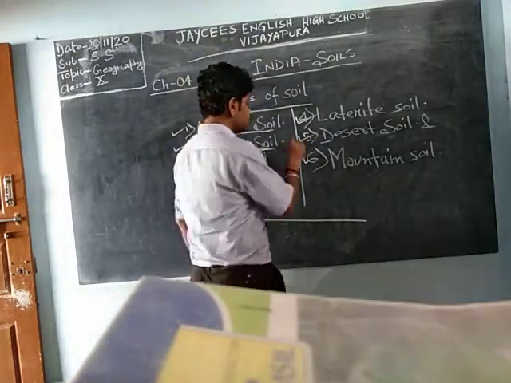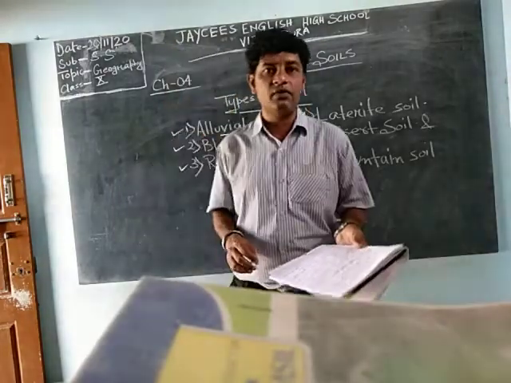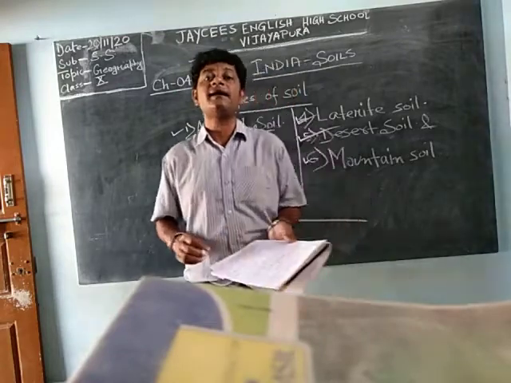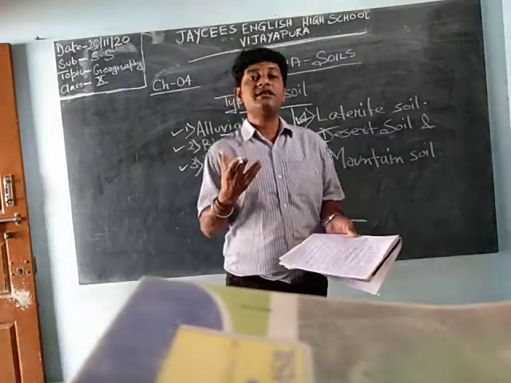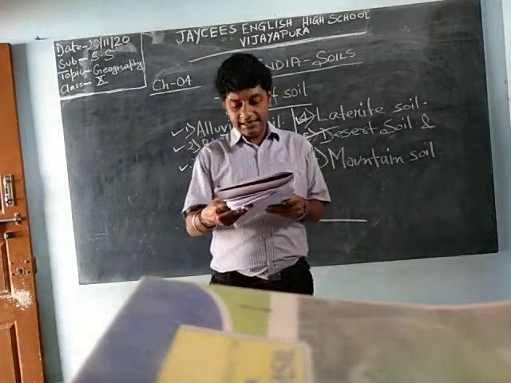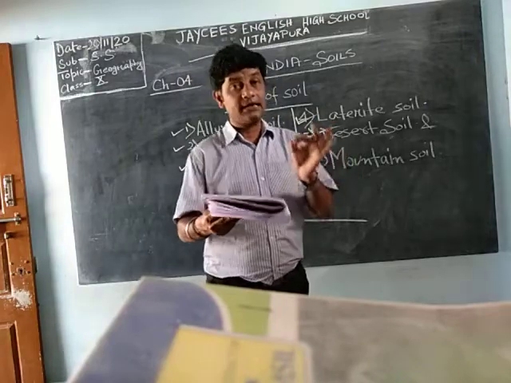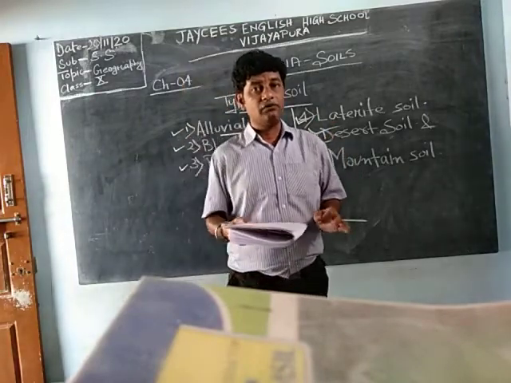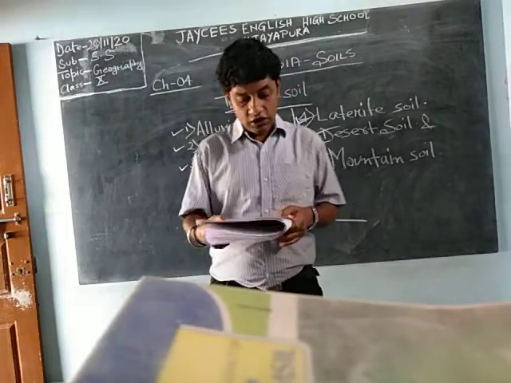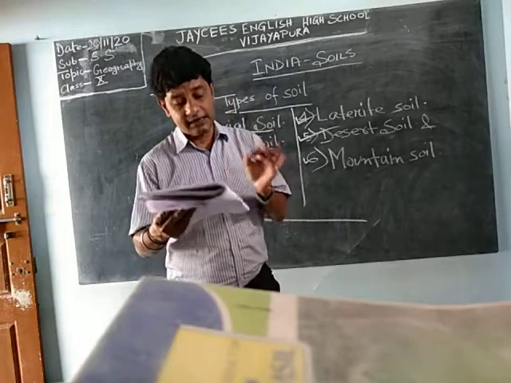Now coming to the next point, that is desert soil. What is this desert soil? With the name you can understand that it is found mainly in the desert, and in the desert we get soil which mostly has more sand. These soils are formed under desert and semi-desert conditions. They are not found throughout India. Only in the northern part you can get this type of soil.